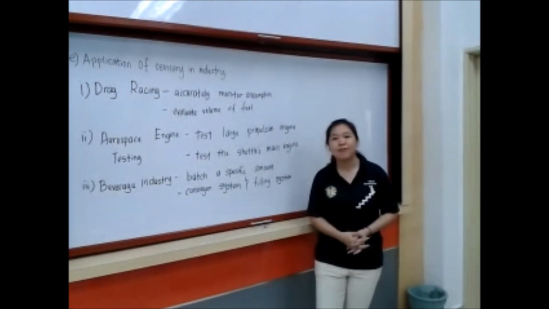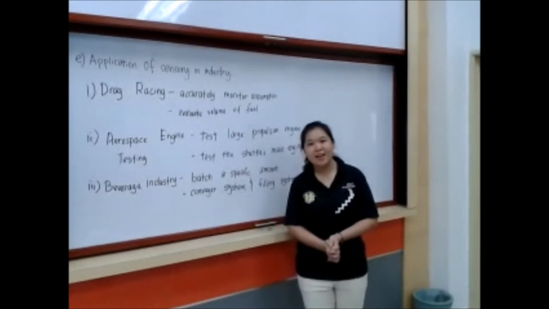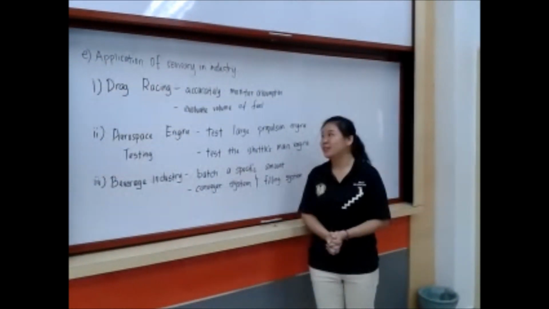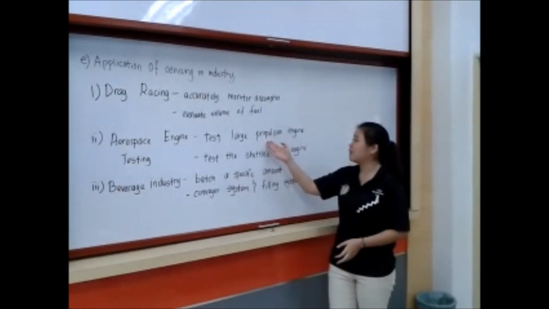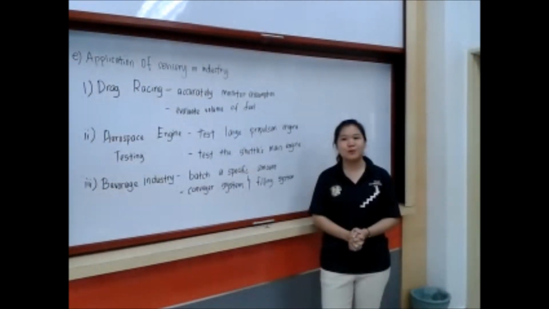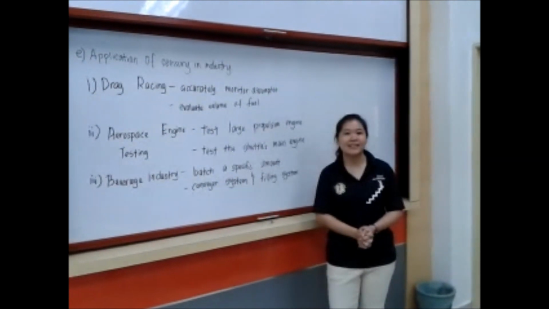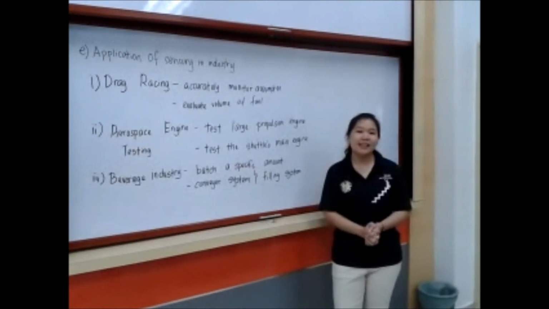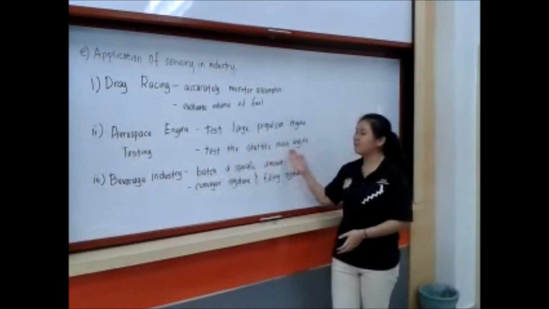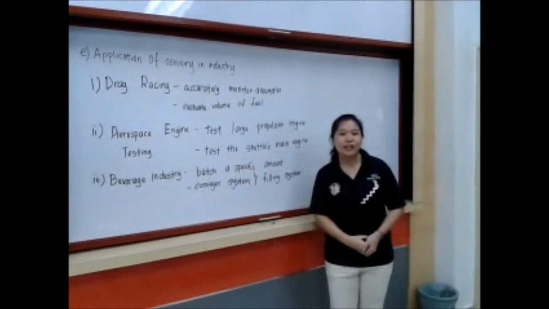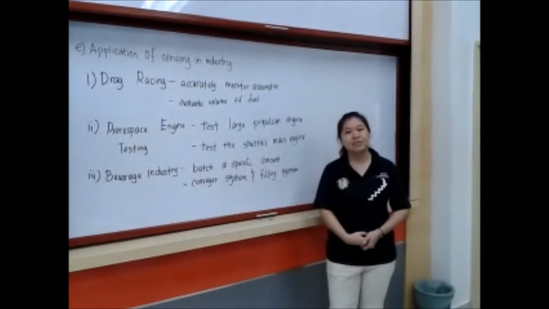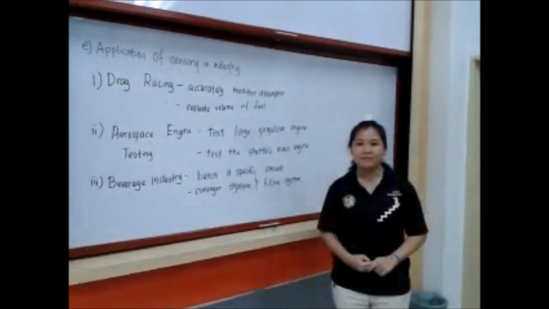Next is the application of aerospace engine testing. In this application, turbine flow meters have been used to test large propulsion engines, and they played a key supporting role during the early 1960s. Besides that, turbine flow meters also help to test the shuttle main engines, as the shuttle operates at greater temperature extremes than other mechanical systems.